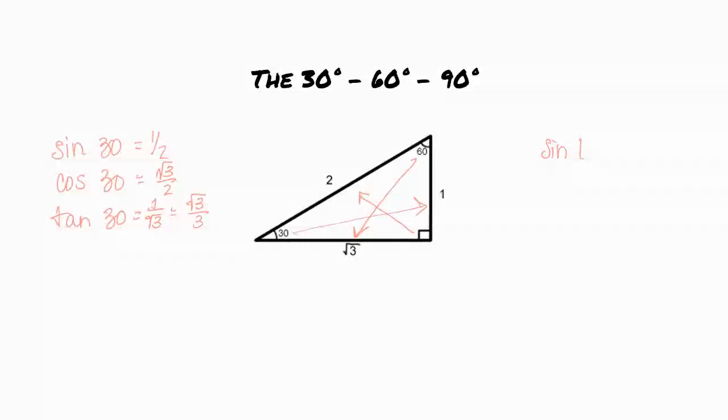So we can find the sine of 60, which is opposite over hypotenuse, or square root of 3 over 2. We can find the cosine of 60, which is the adjacent over the hypotenuse, or 1/2. And then we can find the tangent of 60, which is the opposite over the adjacent, or square root of 3 over 1, which is simply square root of 3.